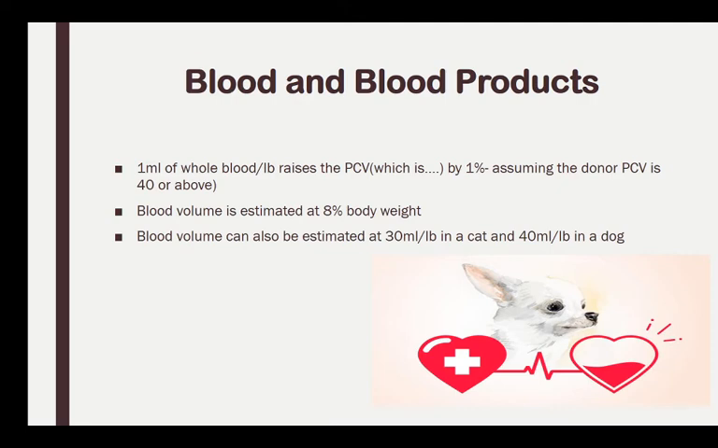But we can't always give that much. Blood volume is estimated at about 8% of body weight. So if you have a 40 mL per pound dog and a 10-pound dog, their whole blood volume is 400 mL. If we need to replace with 350 mL, we may not get to 35% PCV. We may have to be satisfied with a 12, 13, 14% PCV and hope that their body will kick in the rest at some point.